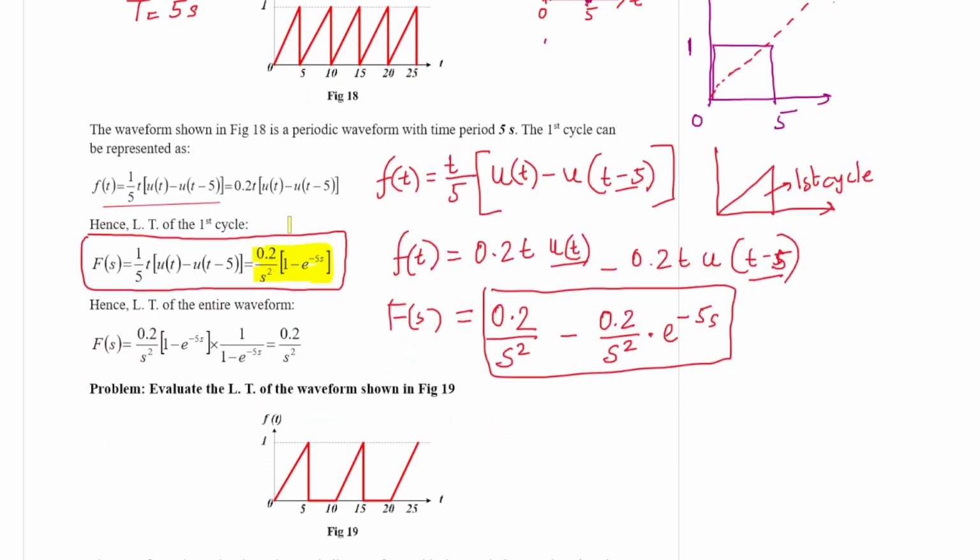So you must multiply this with the factor 1 by 1 minus e to the power minus Ts, where T is 5, right? So you can say these two things will cancel out each other, and it will be simply 0.2 by s squared. So this is the Laplace transform of the entire waveform.